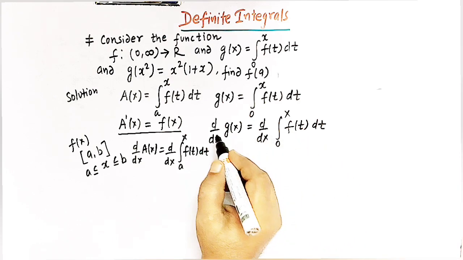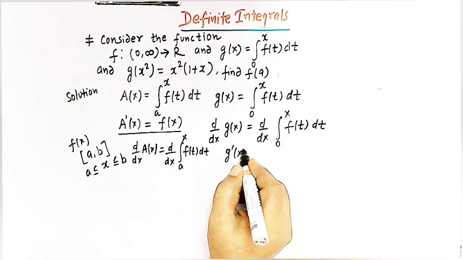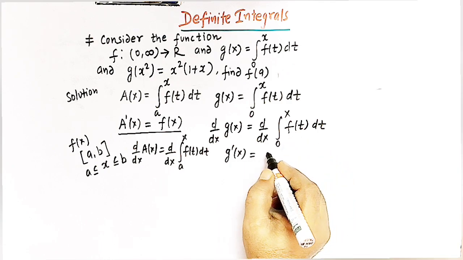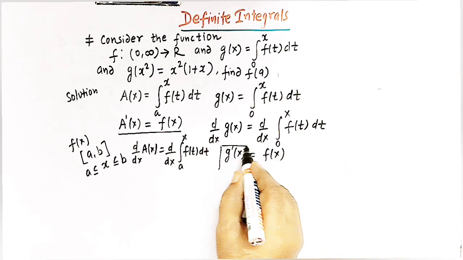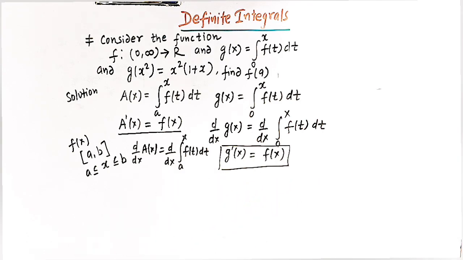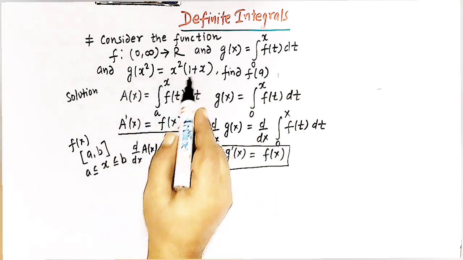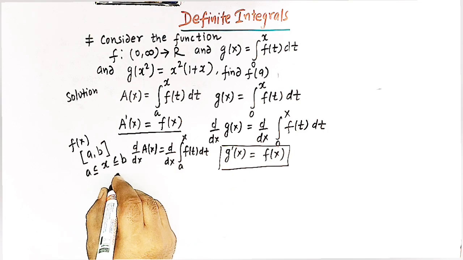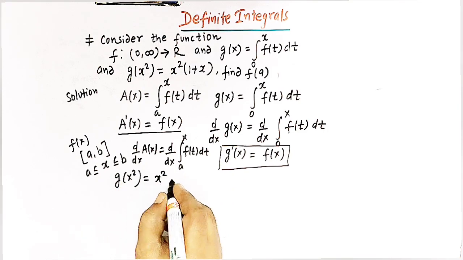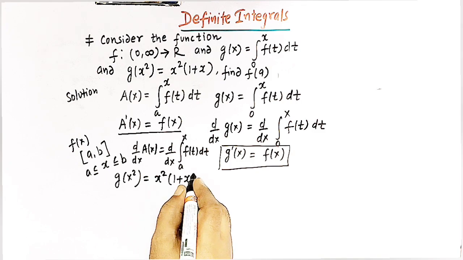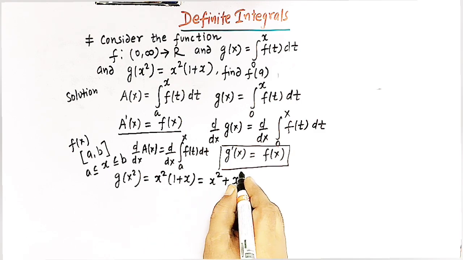Okay, so here we have d by dx of g of x, so g prime of x is equal to f of x. Now let us consider this equation, that is g of x square is equal to x square times 1 plus x, which can be written as x square plus x cube.